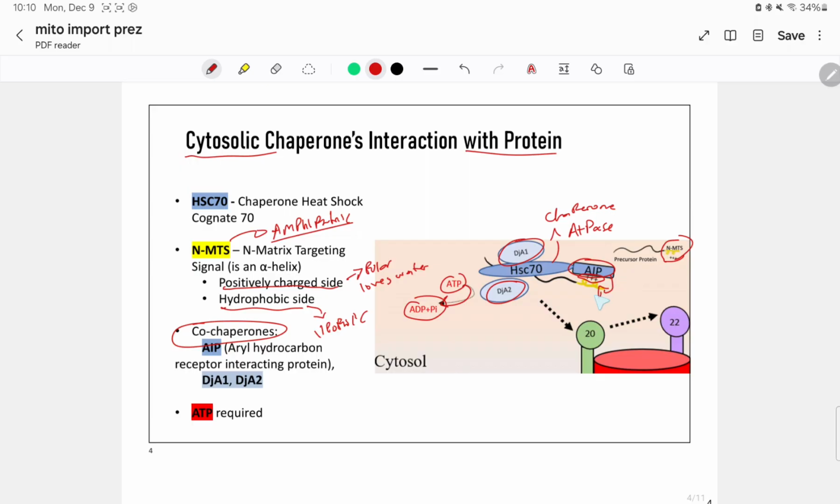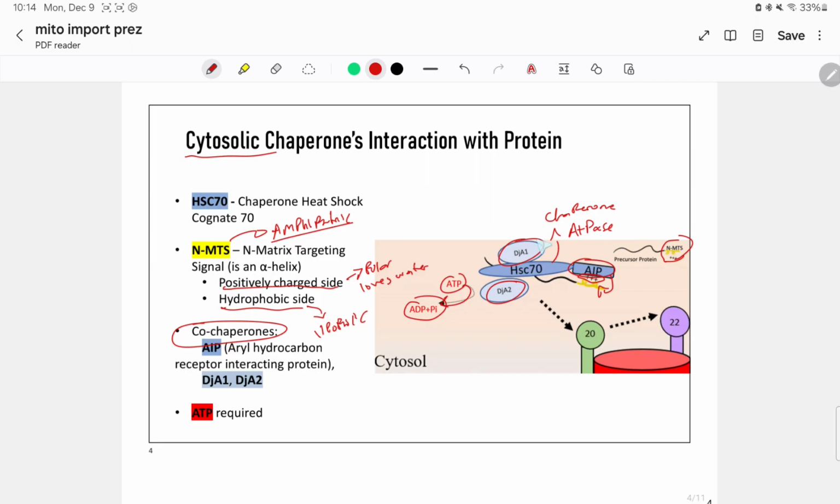Now, this NMTS also has a specific structure. It kind of looks like this. It has these little helices, and because of that, it's called an alpha helix. So sometimes you might see this called an amphipathic alpha helix: positively charged on one side, and hydrophobic on the other side.